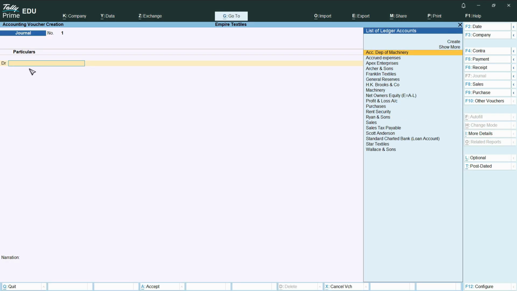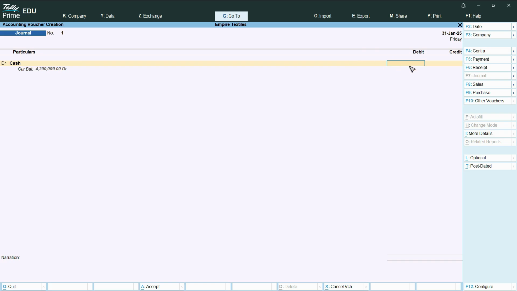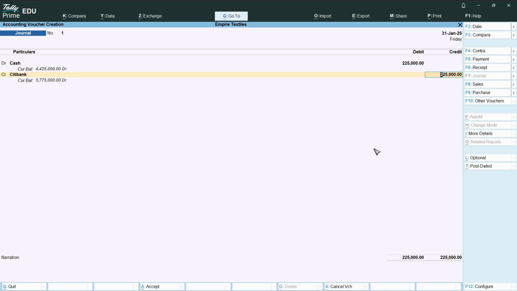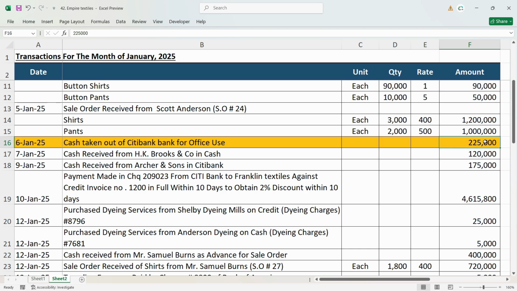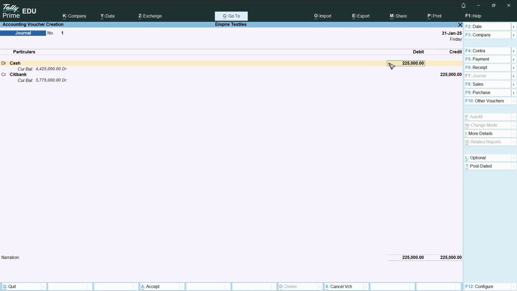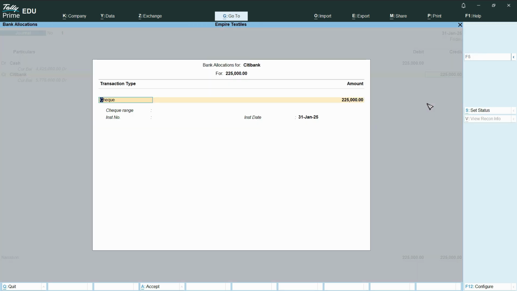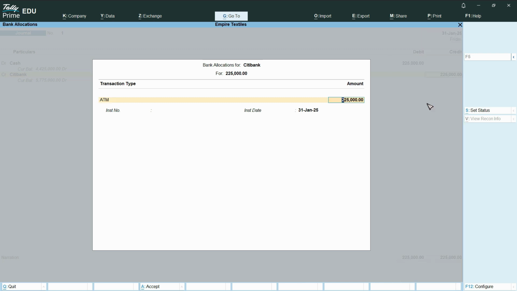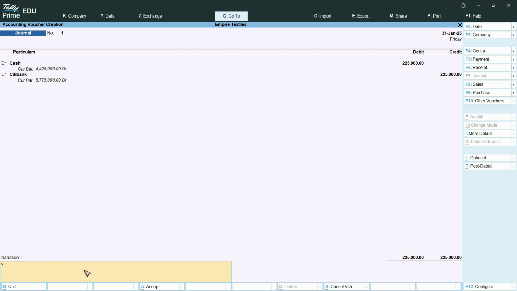And after that, since the cash is increasing, I'll just debit the cash with 225,000 against what? Against Citibank. So the Citibank balance is reducing and we are withdrawing this amount in cash so that it can be kept as cash or petty cash, whatever. And we can mention the narration here. If it is withdrawn by bank account, we can mention it like that, or otherwise I can mention ATM here. If we have any receipt number, we can mention that. Copy and paste this narration right here. And that's pretty much it.